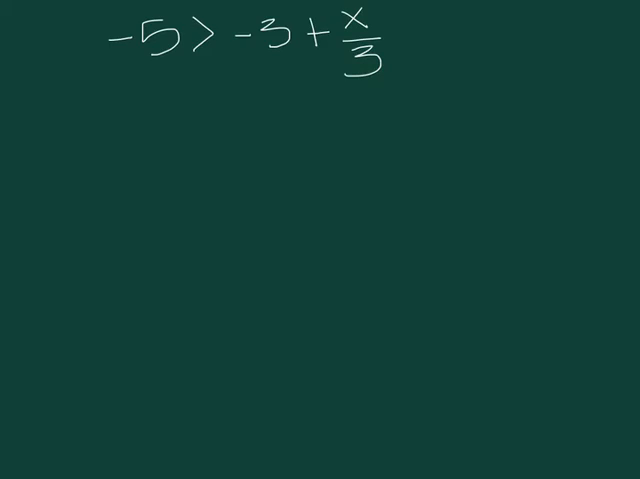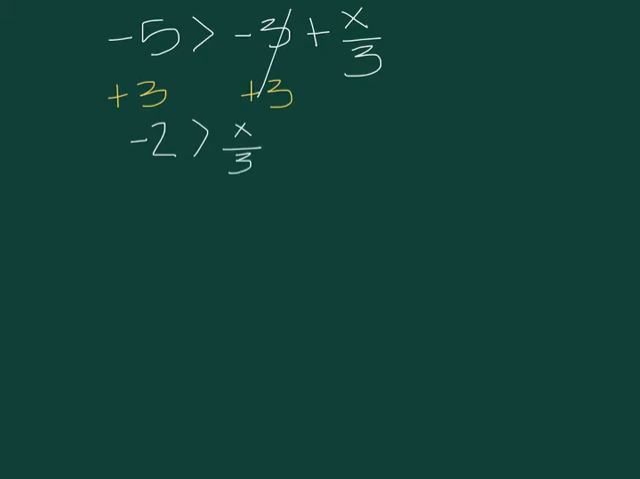Instead of a greater than symbol, if we had an equal sign, we would all know that the first step would be to move constant terms together. So we would add 3 to both sides. So -5 plus 3 is -2. We're going to bring down the inequality. -3 plus 3 is 0, leaving us just a positive x thirds.